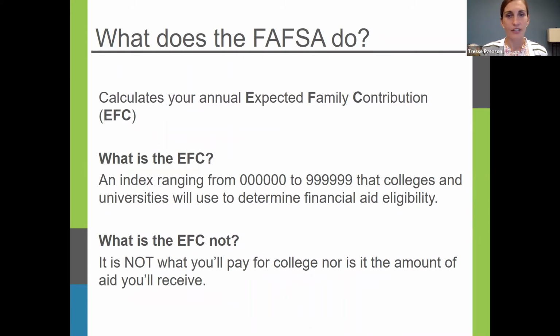What does the FAFSA do? Predominantly, you put in all the information, and it calculates what's called an expected family contribution, or you'll see it referenced as EFC. What is an EFC? It's an index number. The EFC can be as low as 000,000. It can go up to 999,999. So that's obviously quite a significant spread, but that's what the FAFSA is trying to calculate through a pretty in-depth and elaborate formula with lots of different variables going into the calculation.